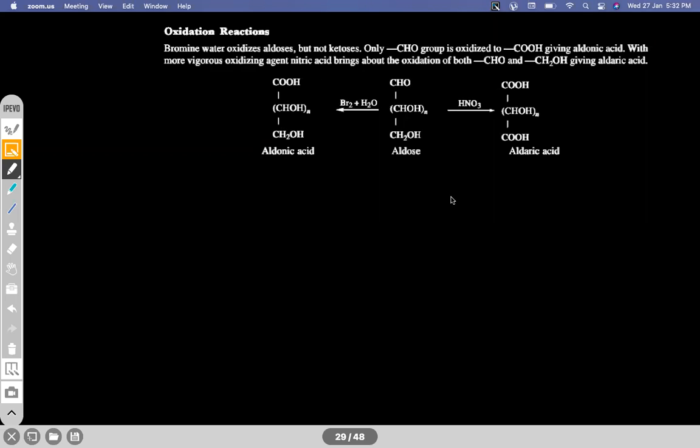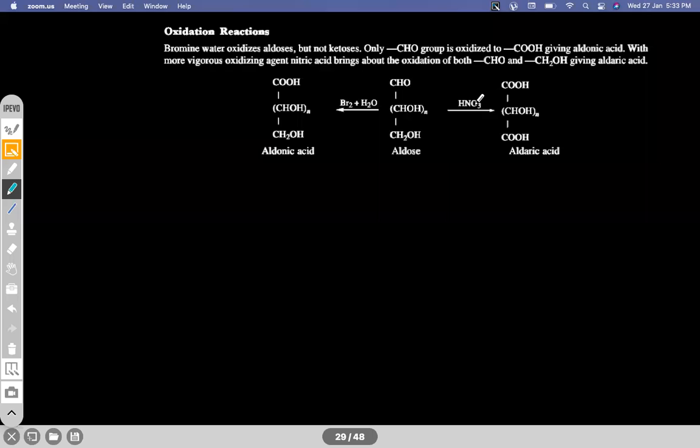Okay, bromine water is what? It is a mild oxidizing agent or what? Right, bromine water is a mild oxidizing agent, not very strong, right? So this will oxidize aldehyde into acid.